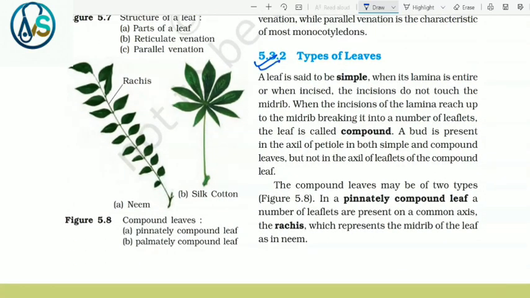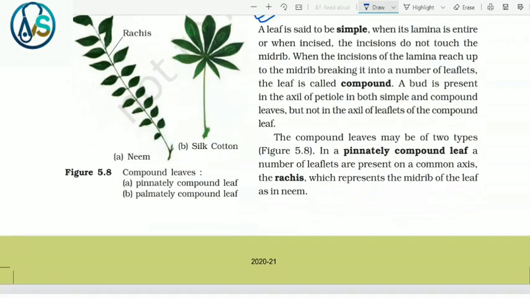5.3.2 Types of leaf. A leaf is said to be simple when its lamina is entire or when incised. The incisions do not touch the midrib. When the incisions of the lamina reach up to the midrib, breaking it into a number of leaflets, the leaf is called compound. A bud is present in the axil of the petiole in both simple and compound leaves, but not in the axil of leaflets of the compound leaf.